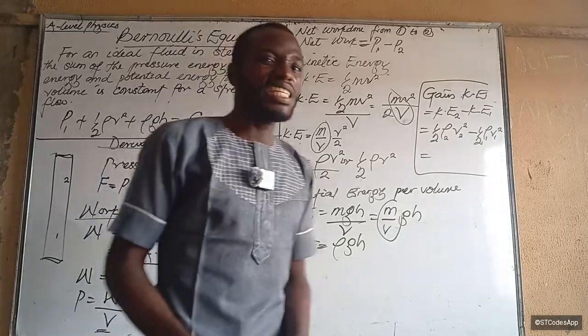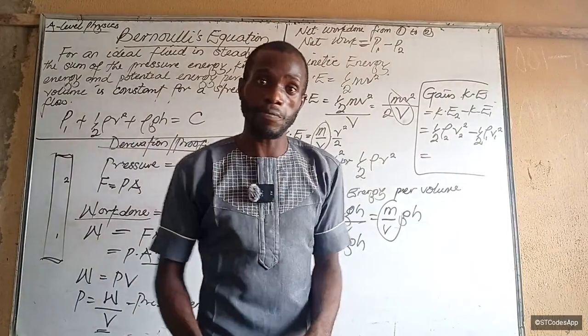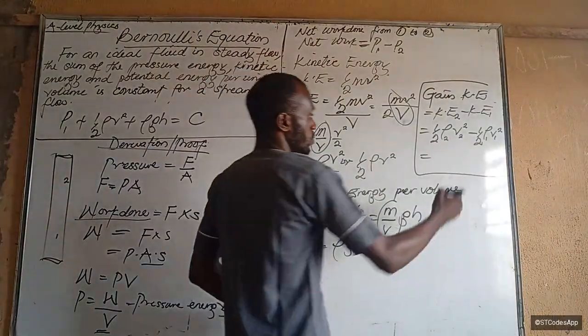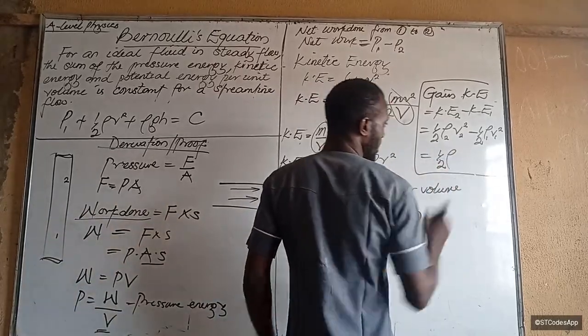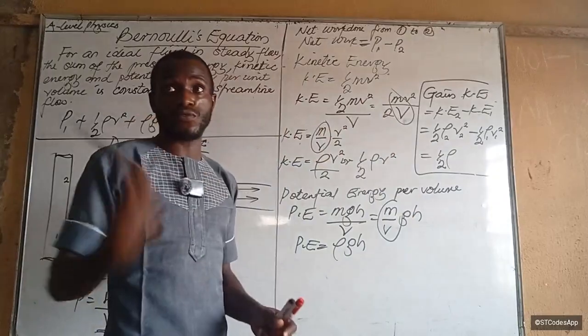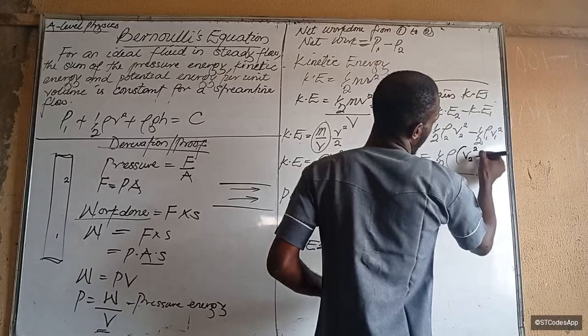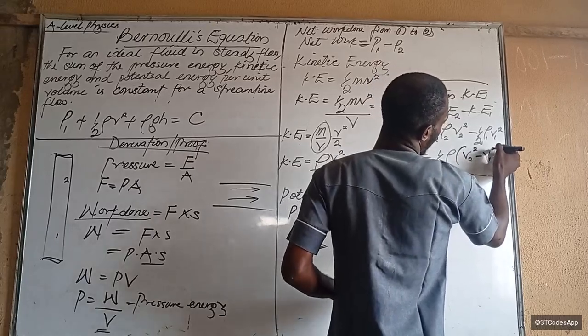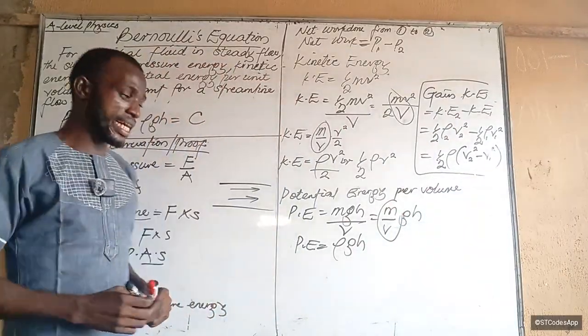Now, because it is the same fluid, the density of the fluid is going to be the same. So it's constant for that fluid, so that we can factorize half, which is common, rho, which is common for the fluid because it's the same fluid, rho times v2 squared minus v1 squared. This is going to be the expression for the gain in kinetic energy.